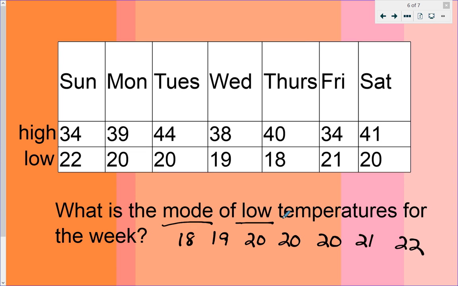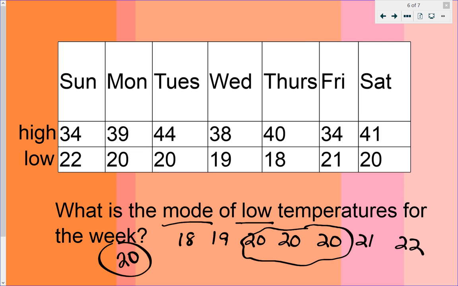So for the low temperatures of the week, what number do I have most often? Most often is 20, so my mode for the week would be 20. What about up top? 34, 39, 44, 38, 40, 31, 34, 41. What about the highs? What do you see there?